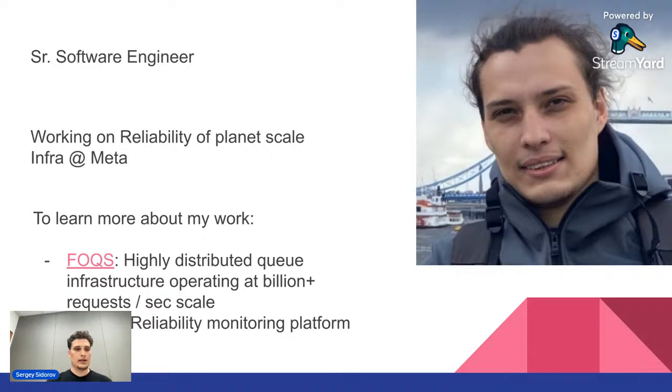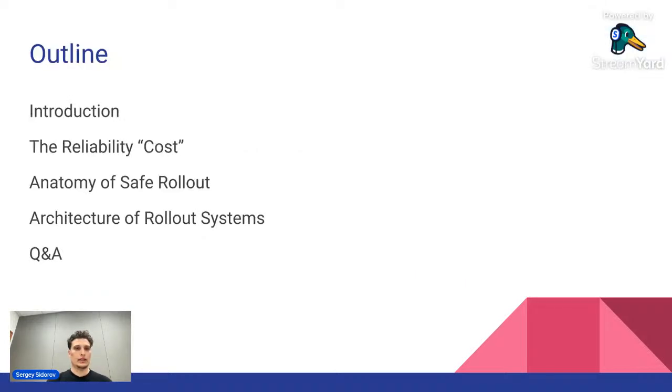So what is in our agenda today? We have a few things to cover. I would like to start with a brief intro into why reliability matters, what is the cost of reliability. Then we would like to figure out how it's connected to the rollouts. Why do we need to talk about rollouts in the context of reliability? Then we switch to the safe rollout strategies, what the anatomy of safe rollouts looks like, and look at some examples in industry of the architecture of such systems. And I hope we have a good chunk of time for the Q&A, where we can have a live discussion on those topics.